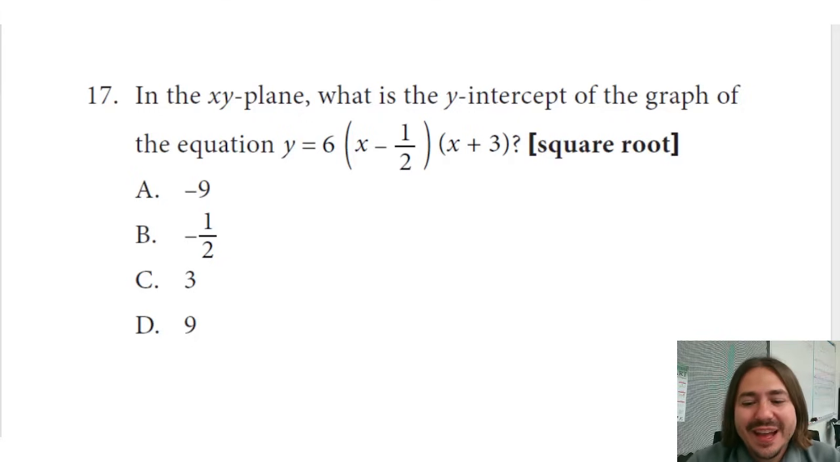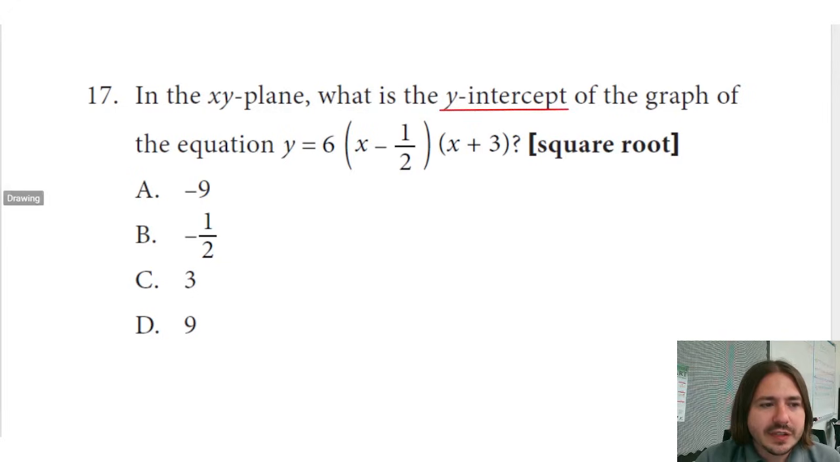Hey y'all, welcome back. So number 17 says, in the xy plane, what is the y-intercept of the graph of the equation y equals 6 times x minus 1/2 times x plus 3? Well, this equation looks a little tricky, and you might be thinking, gosh, I'm not even really sure how to graph this or anything. How am I going to find this y-intercept? Well, luckily, finding the y-intercept is easy no matter how complicated this equation is.